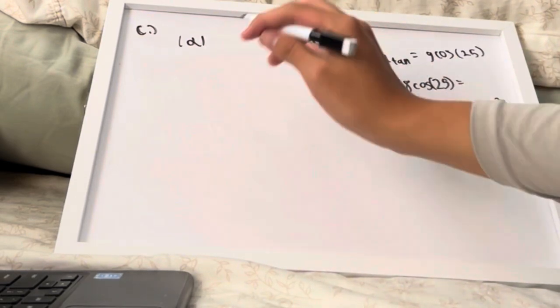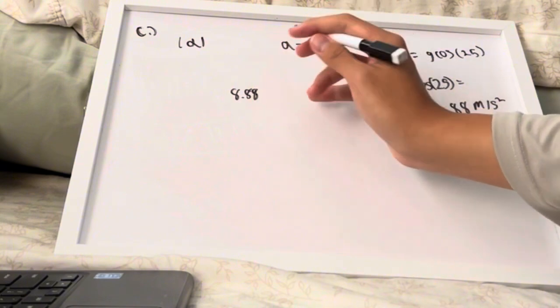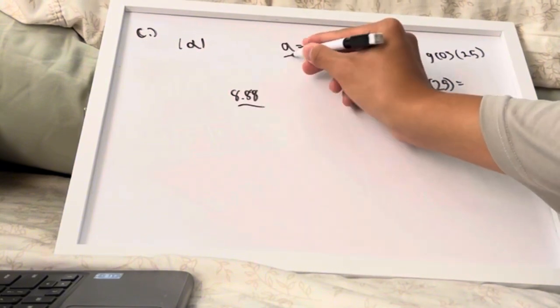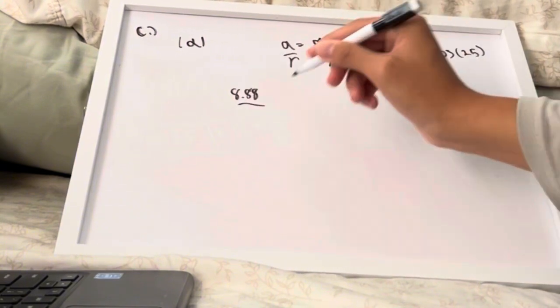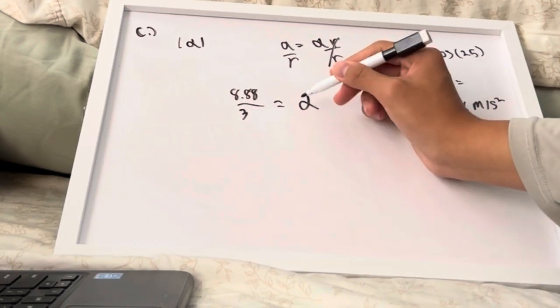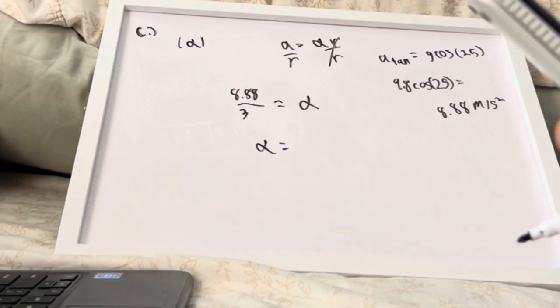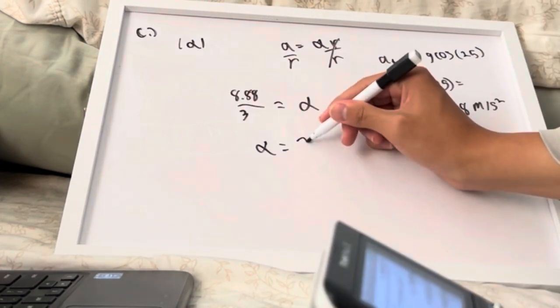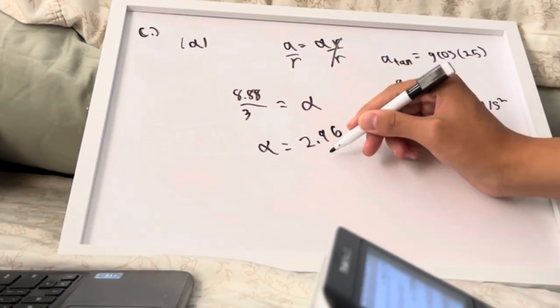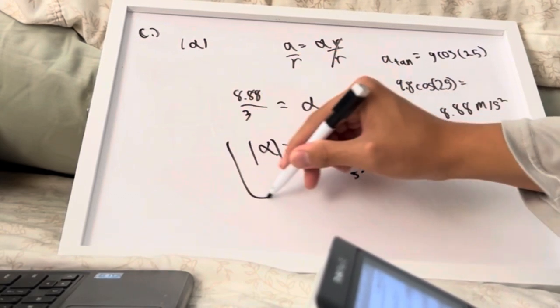So now I'm just going to use this formula right here, 8.88 over r, divide r both sides to get the angular. What is r? 3, is going to be equal to my angular, right? So that means angular is equal to around 2.96 rads per second squared. And magnitude, so I don't need any direction.